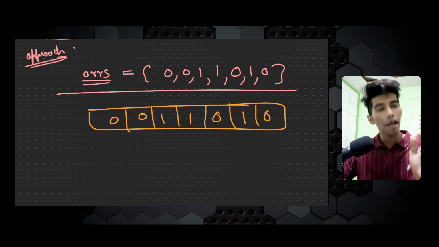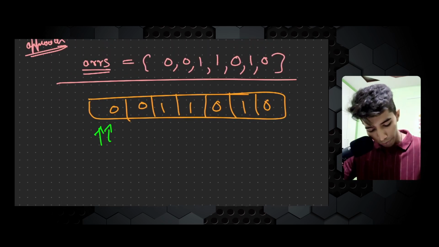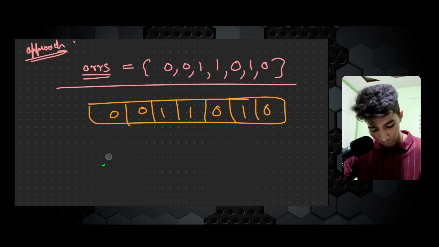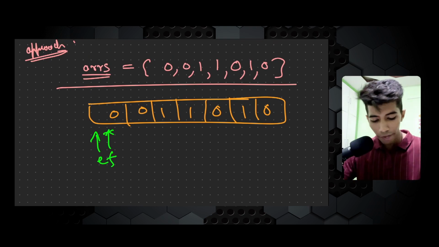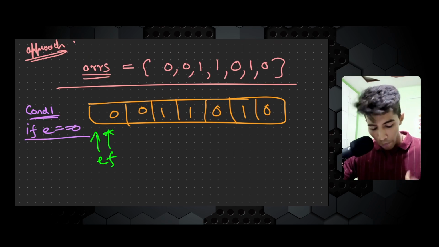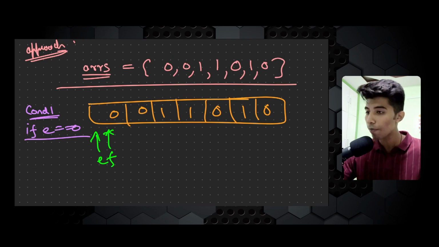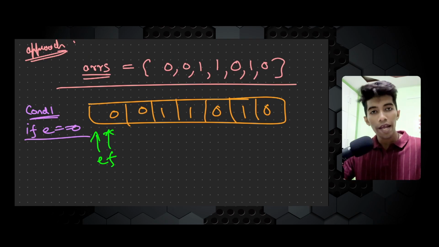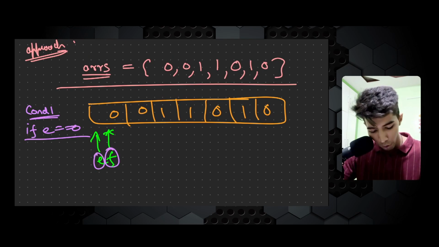Now I will use the pointer approach. How? I will use two pointers, E and F, pointer E and pointer F, right? So how will they go? Here are two conditions. Let me talk about condition 1. According to condition 1, if the value at my E pointer is equal to 0, then what I have to do is increment both E and F after a swap. I have to do the swapping, and E and F both will be swapped.